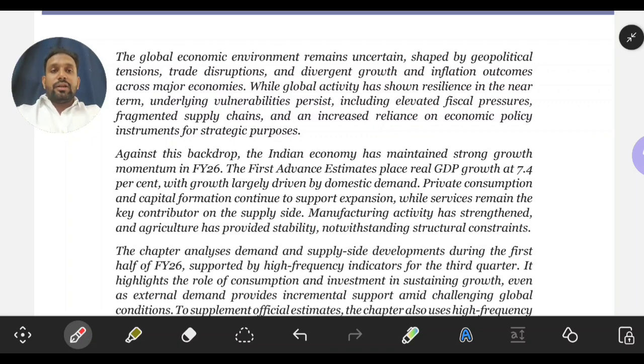So the first one, it says that the global economic environment remains uncertain. Now it is very important to know what is the meaning of global economic environment. When I talk about economic environment, what do you feel in your mind? Right, what is given in the economic survey, they told that global economic environment, they talk like that. So let us also discuss what is the meaning of economic environment here.